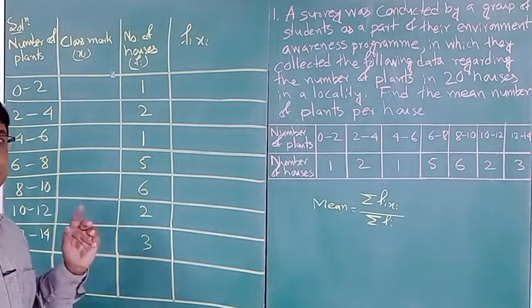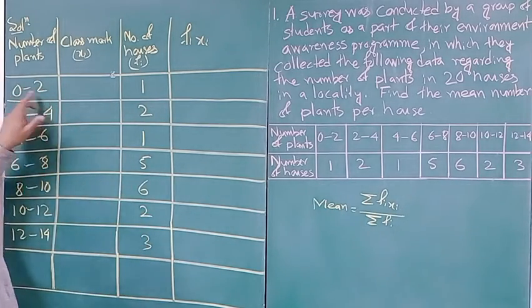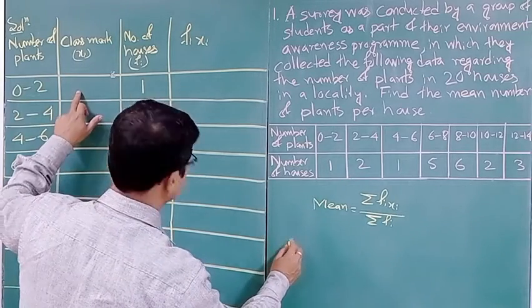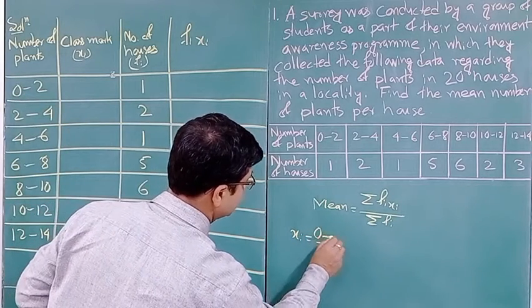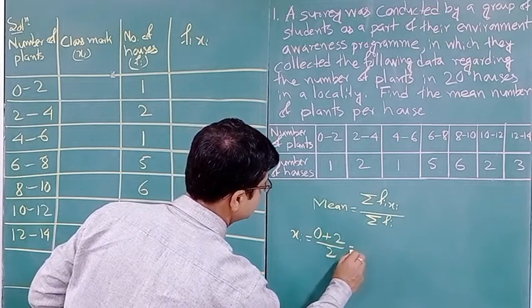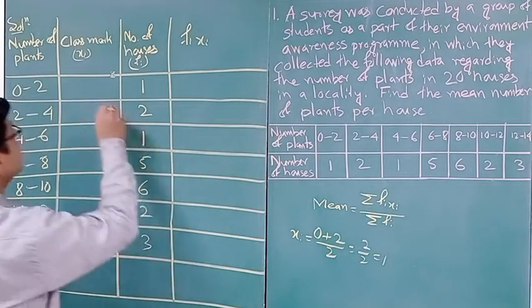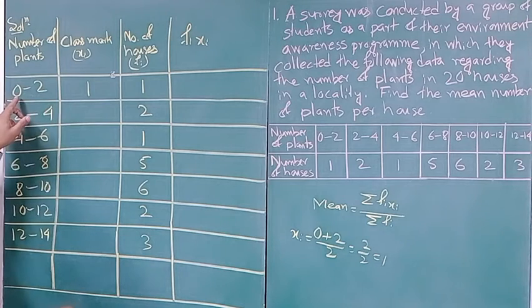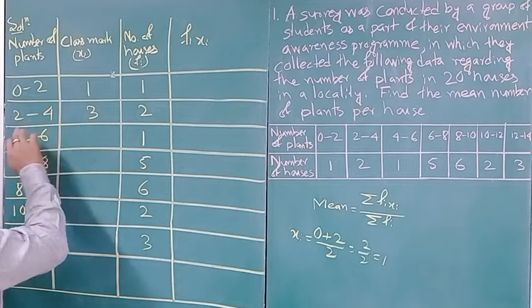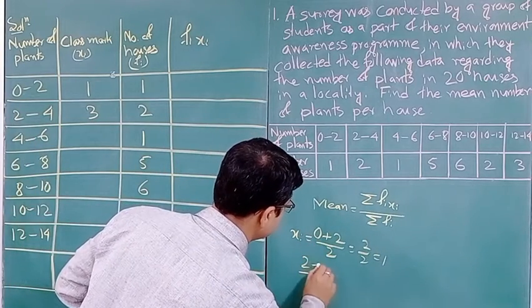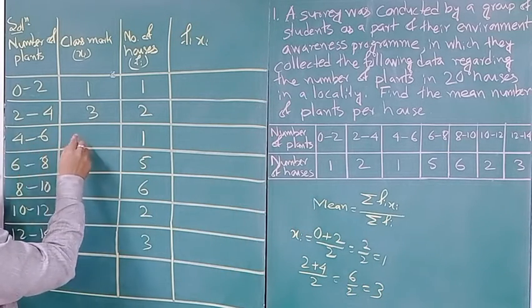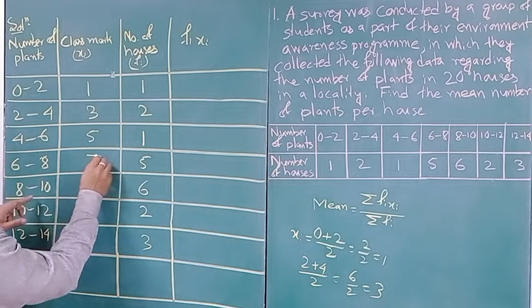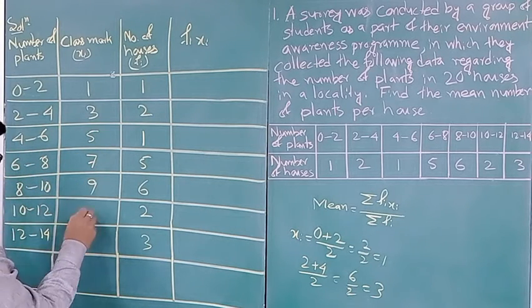Now the class mark. What is the class mark? The class mark is the average of the upper limit and the lower limit. For this one, the class mark xi will be 0 plus 2, where 0 is the lower limit and 2 is the upper limit, divided by 2, that is 1. That means what is in the middle. Between 0 and 2 the middle one is 1, between 2 and 4 the middle one is 3. You can also find it like this: 2 plus 4 divided by 2, that is 6 by 2, which is 3. Between 4 and 6 we write 5, between 6 and 8 it is 7, between 8 and 10 it is 9.